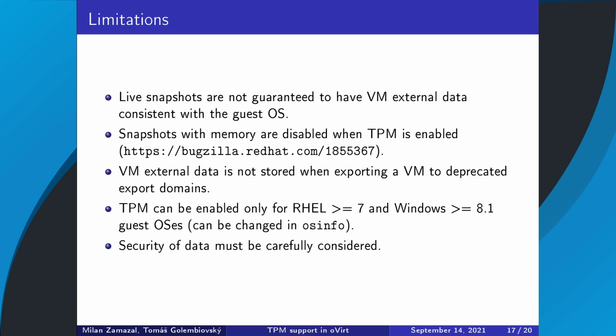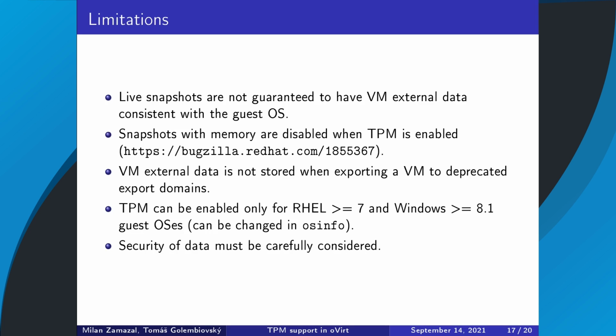So let's summarize the current TPM limitations. Live snapshots don't have guarantees that the stored data corresponds to the very recent data from the guest OS. Snapshots with memory are disabled when TPM is enabled. VM external data is not exported to export domains. Export domains are deprecated in oVirt. You shouldn't use them, and you should use data domains instead.